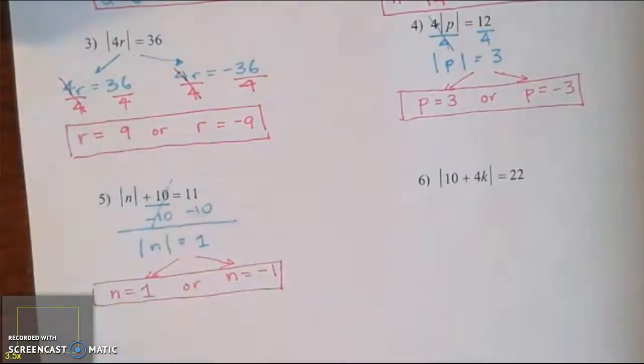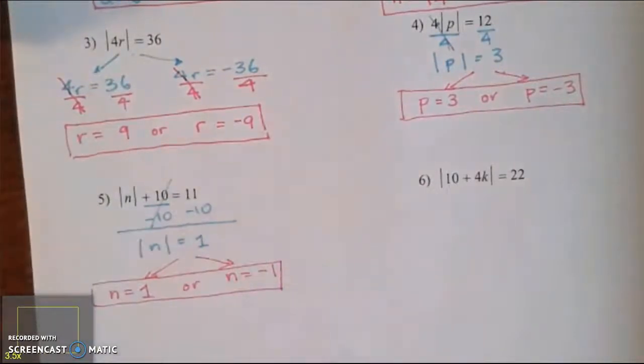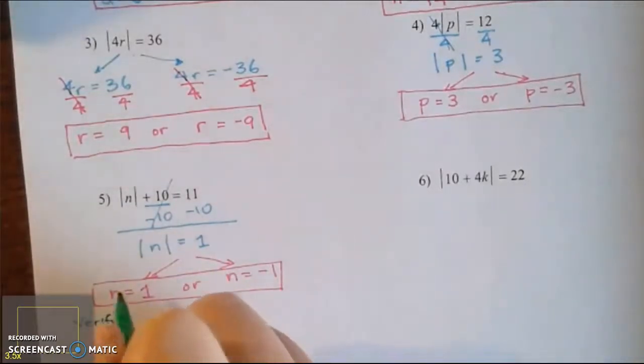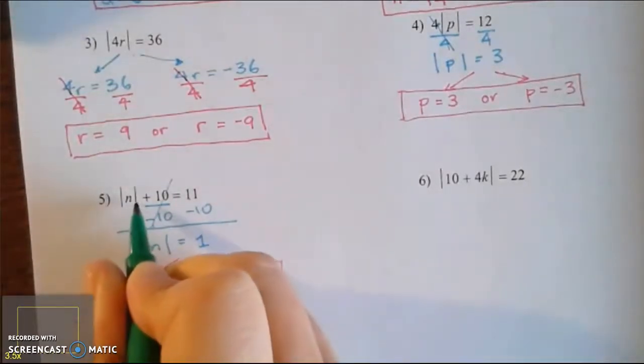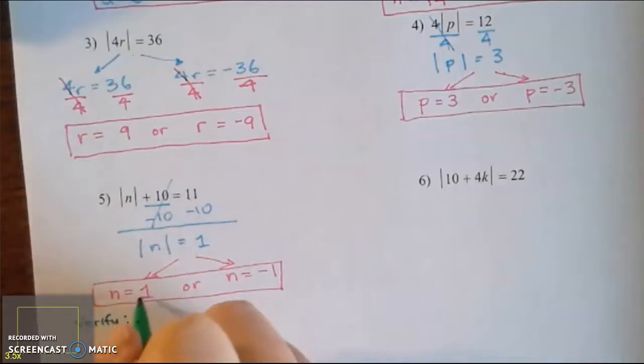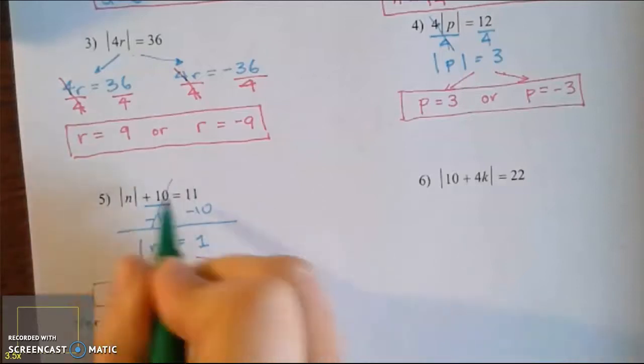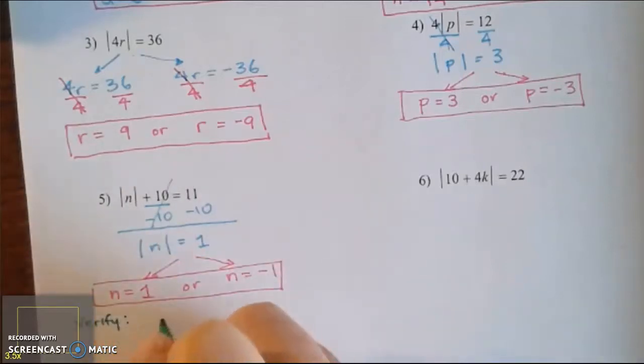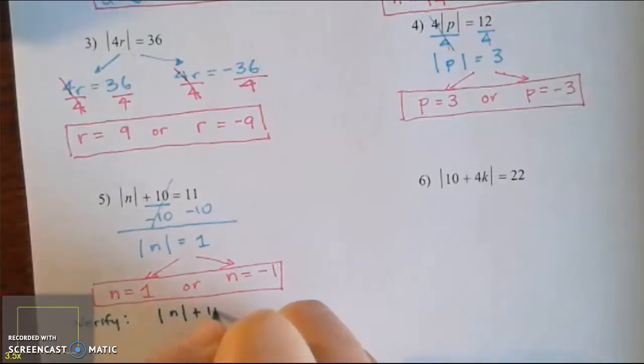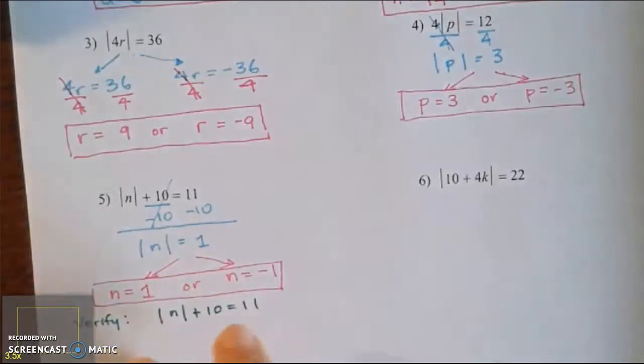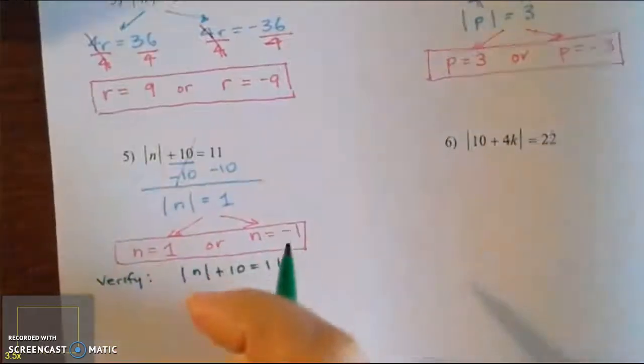But now I need to go through the verification process. So I need to verify. Verify means find your solution and substitute it into the original equation. So instead of 1, whenever I see it from the original equation, it is the absolute value of n plus 10 is equal to 11.